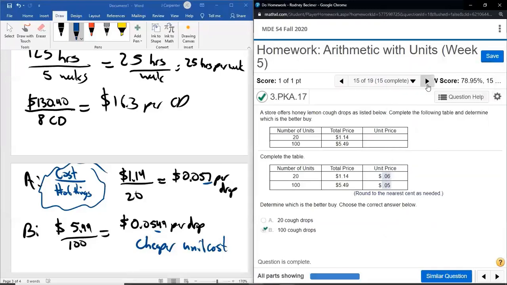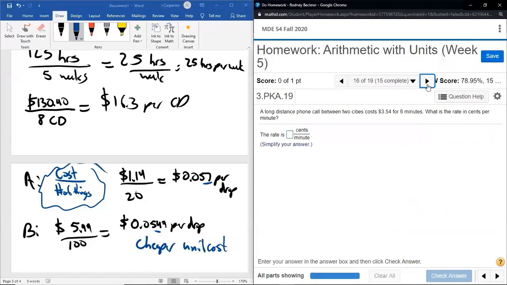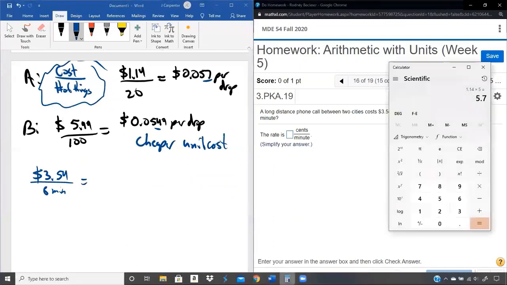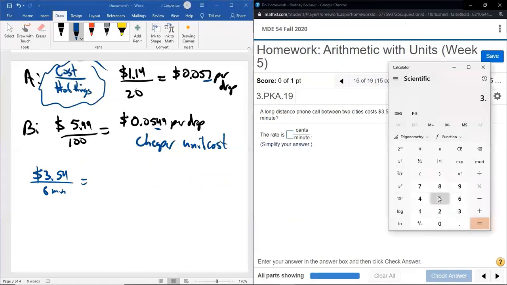All right. So we finished that. A long distance phone call between two cities costs $3.54 for 6 minutes. What is the rate in cents per minute? In cents per minute. So we got a cost of $3.54 for every 6 minutes. So we can do the division. 354 divided by 6. And we get 59. So this is $0.59 for every minute.